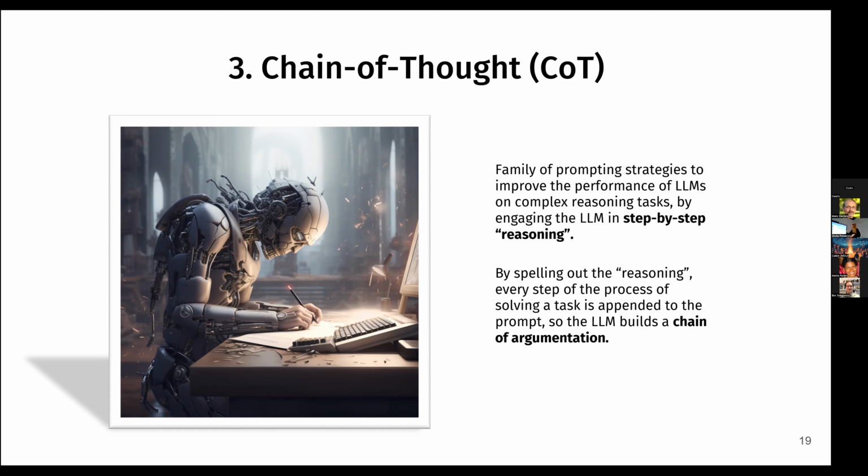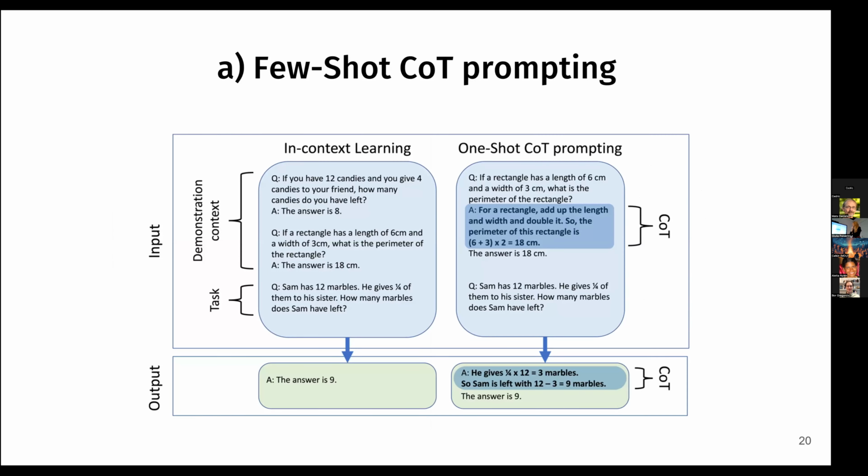As I said, chain of thought is a family of prompting strategies. I'm going to show you a couple of them that we used in the paper. The first one is called few-shot. Basically, it's the evolution of in-context learning, which incorporates chain of thought reasoning in the demonstration context. So let's start with the left box.